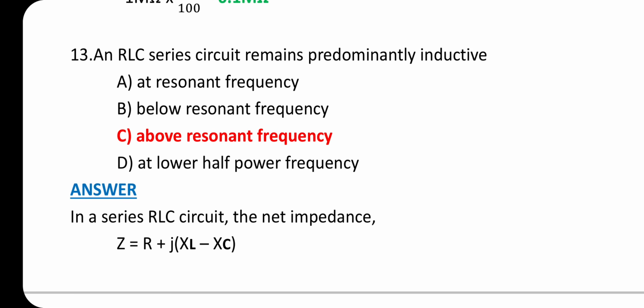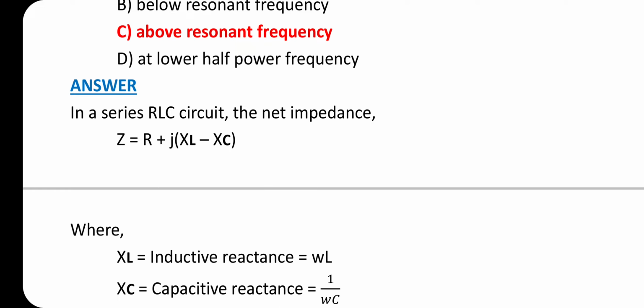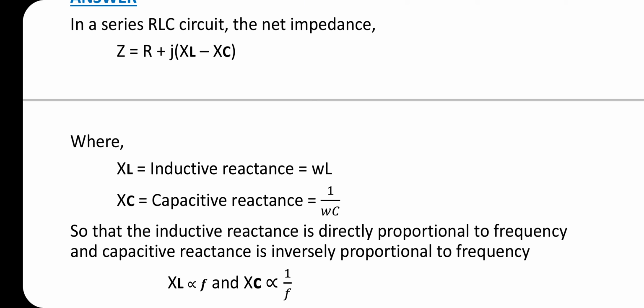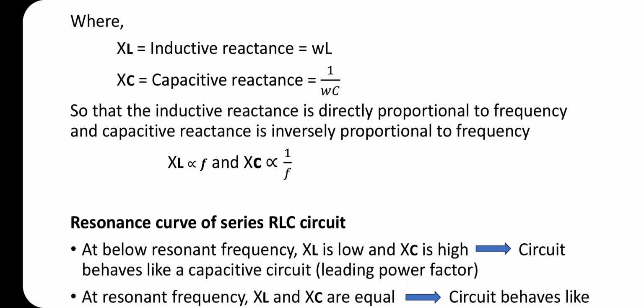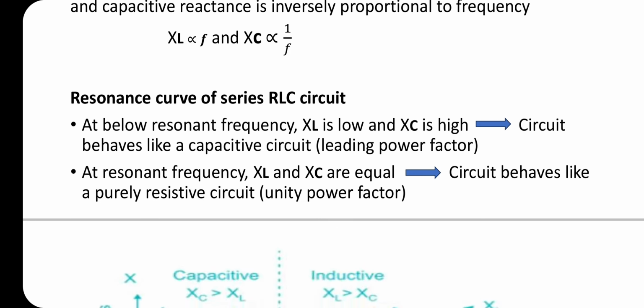Question number 13. An RLC series circuit remains predominantly inductive. Answer is option C, above resonant frequency. In a series RLC circuit, the net impedance Z equals R plus j (XL minus XC), where XL is the inductive reactance which is equal to omega L and XC is the capacitive reactance, 1 by omega C. So the inductive reactance is directly proportional to the frequency and capacitive reactance is inversely proportional to frequency. XL directly proportional to f and XC directly proportional to 1 by f.